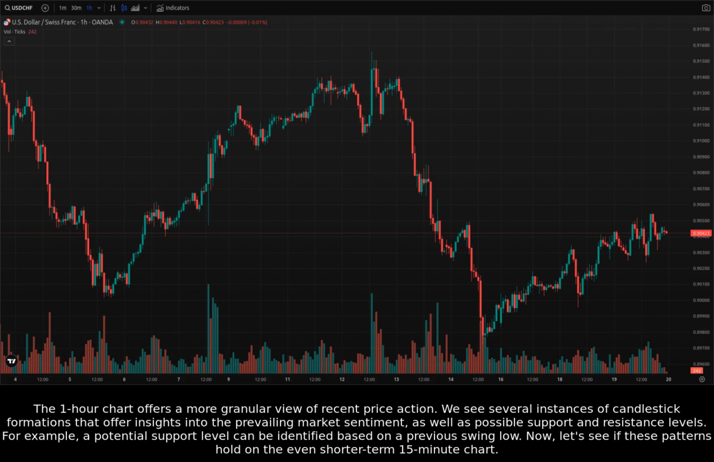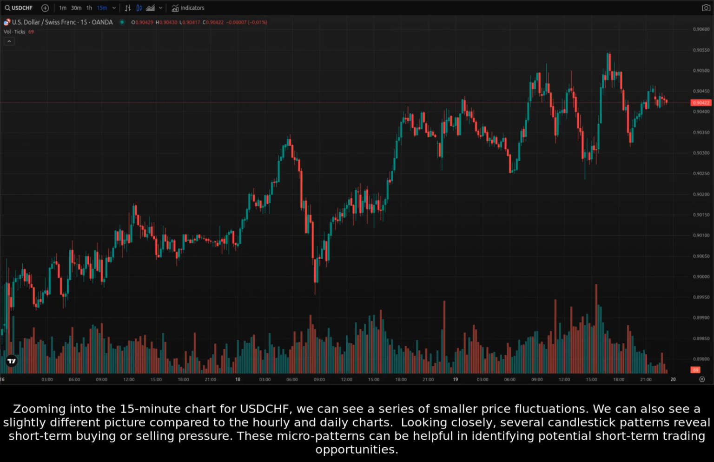Now, let's see if these patterns hold on the even shorter-term 15-minute chart. Zooming into the 15-minute chart for USDCHF, we can see a series of smaller price fluctuations. We can also see a slightly different picture compared to the hourly and daily charts. Looking closely, several candlestick patterns reveal short-term buying or selling pressure. These micro-patterns can be helpful in identifying potential short-term trading opportunities.